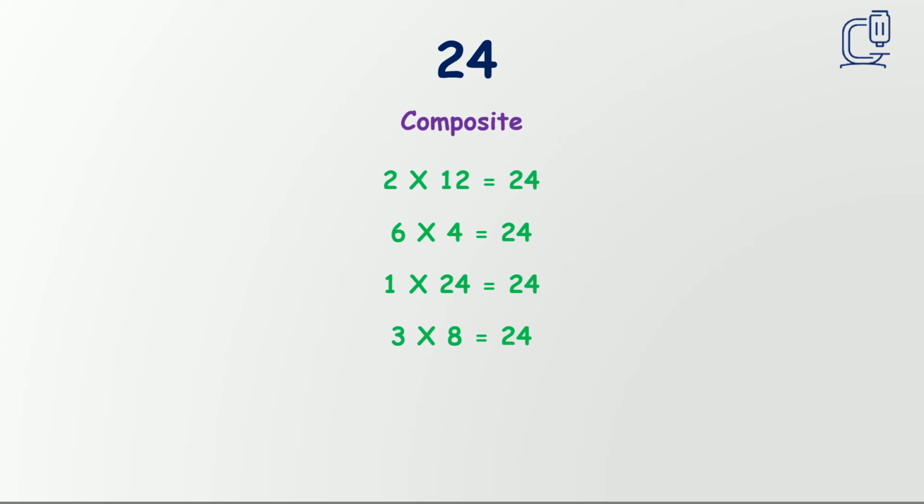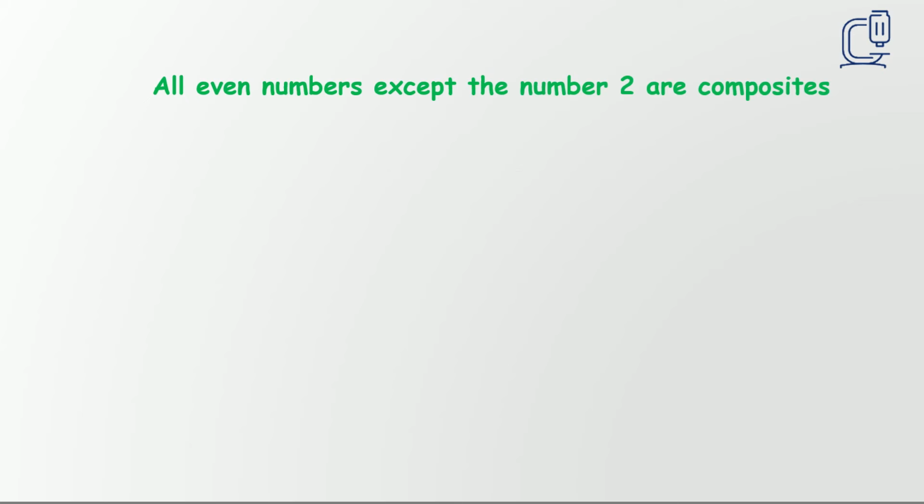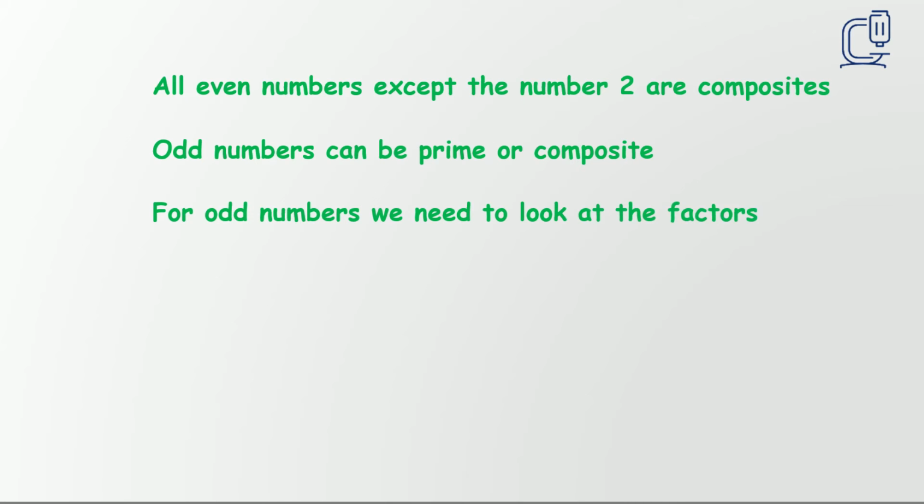When looking at prime numbers, there is a misconception that all even numbers are composite and all odd numbers are prime. This is not true. All even numbers except the number 2 are composites. And for odd numbers, they can be prime or composite. For odd numbers, we need to look at the factors.